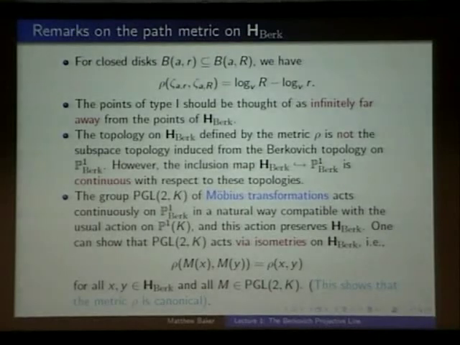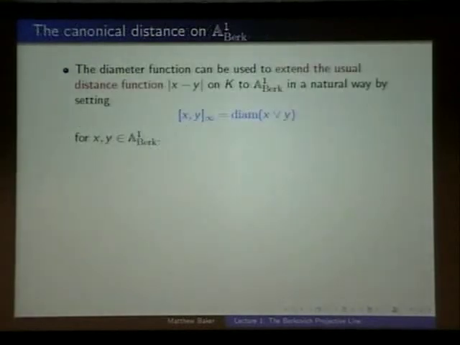So we've got this subspace H Berk, which has a canonical metric on it, but the metric topology is different. And I think this part, since I've already gone over time, I can run through very quickly because I won't need it, except in the last lecture, I think.